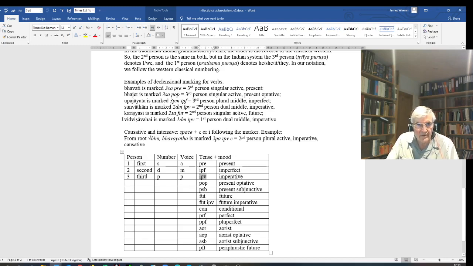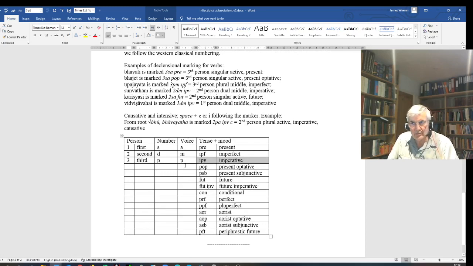And in vidvishavahai, 1 DM IPV. That's first person dual middle. First person dual, that is the first. Dual, that means the two of us, and it's a middle verb. And imperative there. So it's avahai, the we two imperative ending. Ma vidvishavahai, let the two of us not quarrel or dispute.